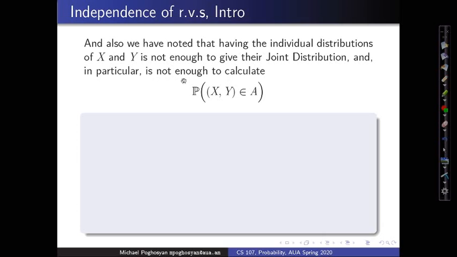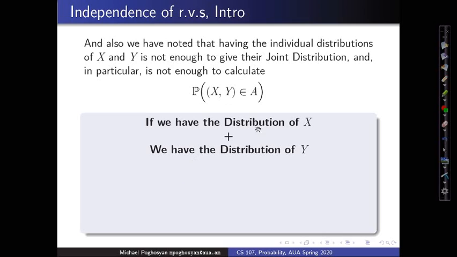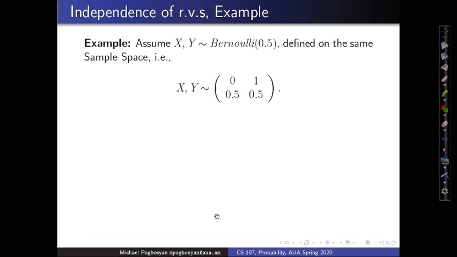And in particular, having only the distribution of x and the distribution of y, it is not enough to be able to calculate this kind of probabilities. So if we know the distribution of x and we know the distribution of y, that is not enough to find the joint distribution of x and y.